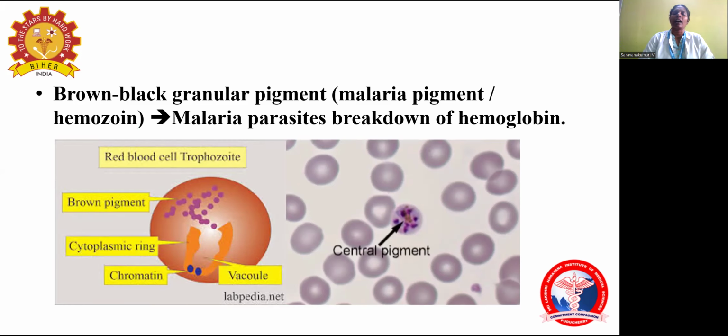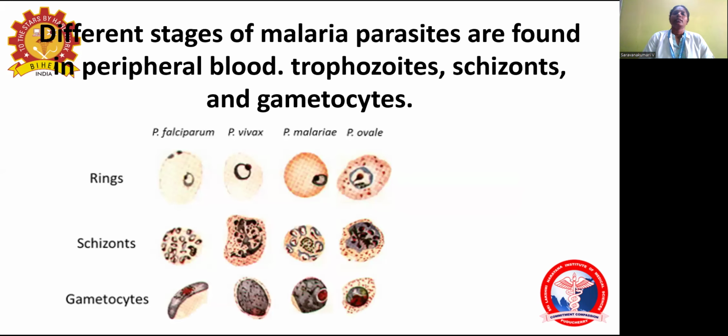Now you can see the RBCs. Here there are hemozoin pigments sitting along with the schizonts. These are the different stages of the malarial parasites found in the peripheral blood. So we can see the ring forms, schizonts, gametocytes. So these are the different stages. The morphology of the ring forms in falciparum, vivax, and malariae will be different.